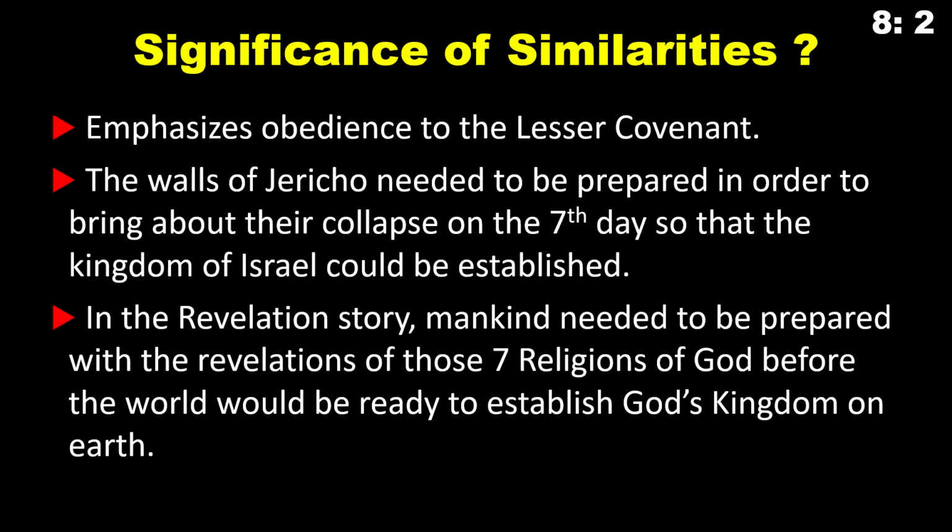What is the significance of those similarities? According to Dr. Clark, it emphasizes obedience to the lesser covenant. The walls of Jericho needed to be prepared in order to bring about their collapse on the 7th day, so that the kingdom of Israel could be established. In the Revelation story, mankind needed to be prepared with the revelations of those 7 religions of God before the world would be ready to establish God's kingdom on earth.